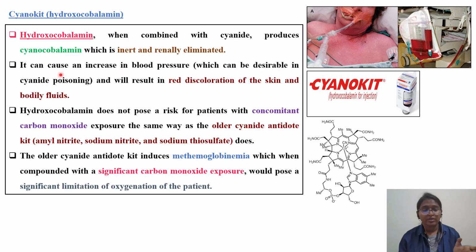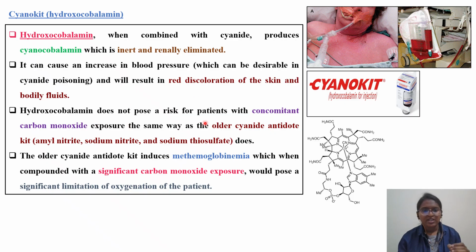This hydroxocobalamin causes an increase in blood pressure. So the challenges which we had with nitrite, which causes hypotension, can be overcome by using hydroxocobalamin, which is desirable in the case of cyanide poisoning. The only disadvantage is that the patient will show red discoloration of the skin as well as body fluids. Urine becomes red, but don't panic. It's a well-known effect that once you administer this cobalamin, there will be a change in the skin color as well as the body fluids.